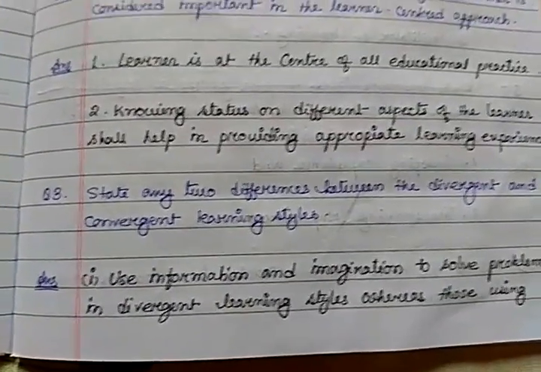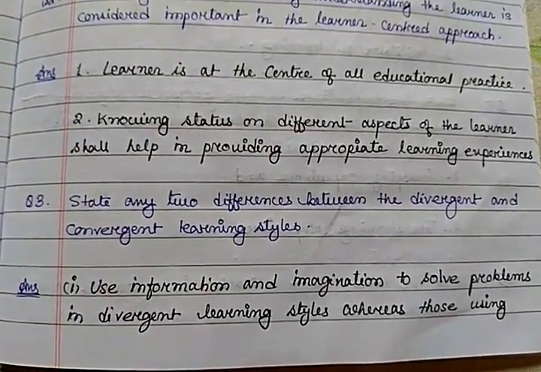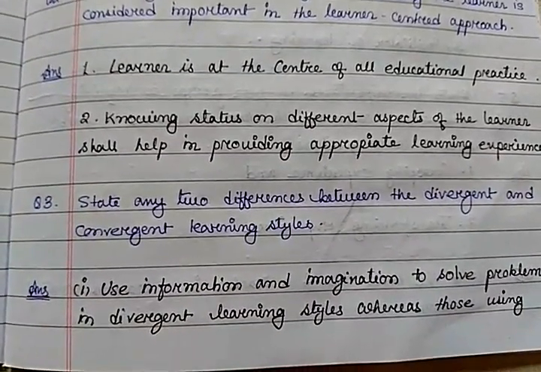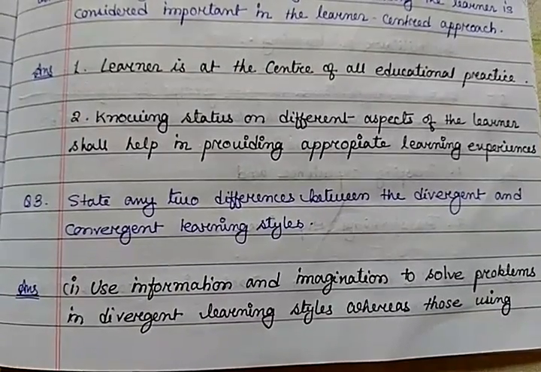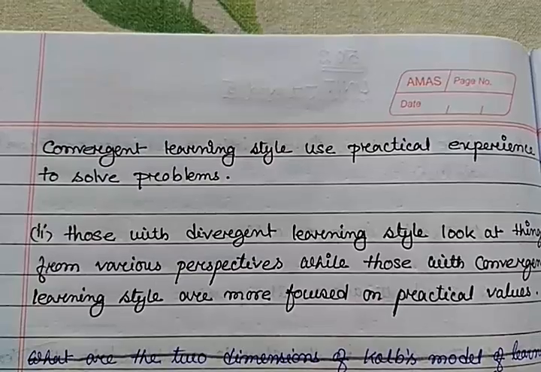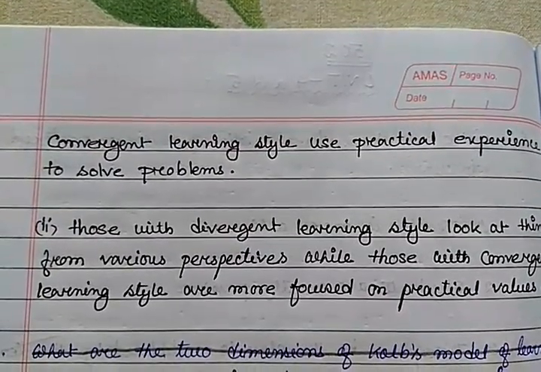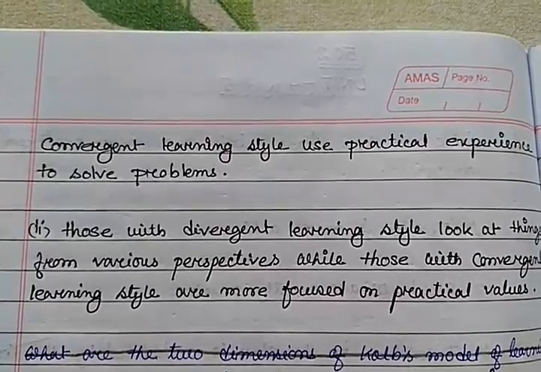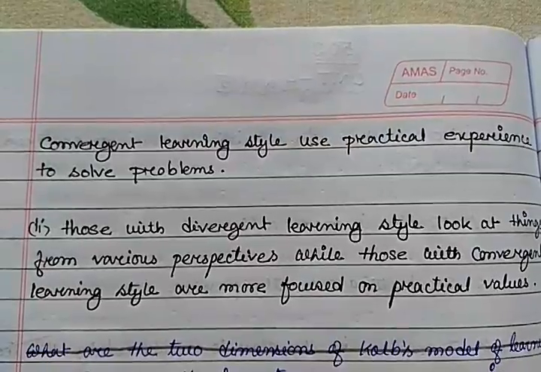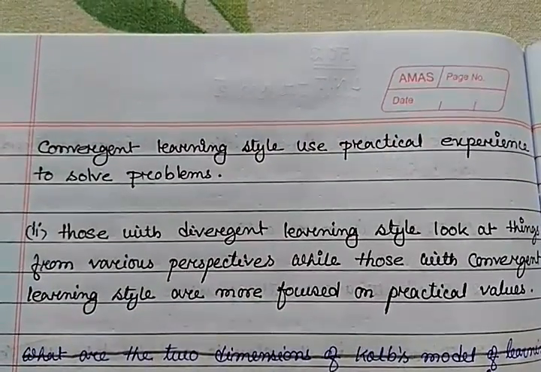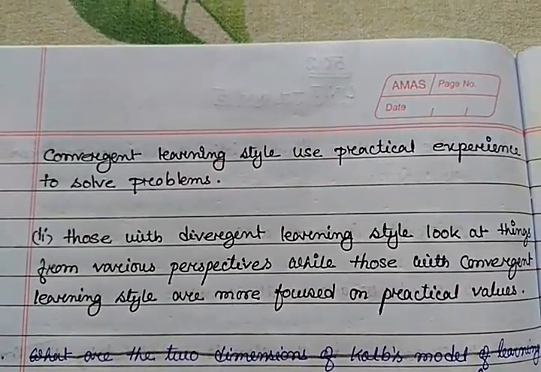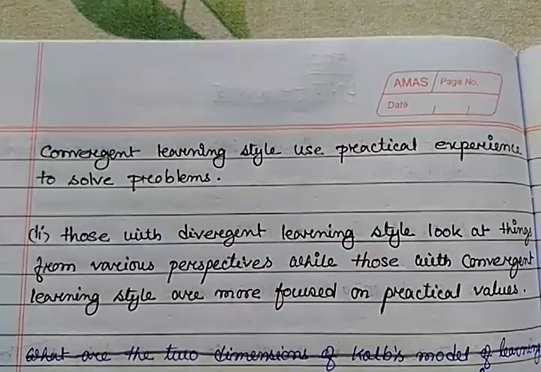Let's see the number 3 question. State any two differences between the divergent and convergent learning style. So number 1 point is use information and imagination to solve problems in divergent learning styles, whereas those using convergent learning style use practical experience to solve problems. Number 2 point. Those with divergent learning style look at things from various perspectives, while those with convergent learning style are more focused on practical values.